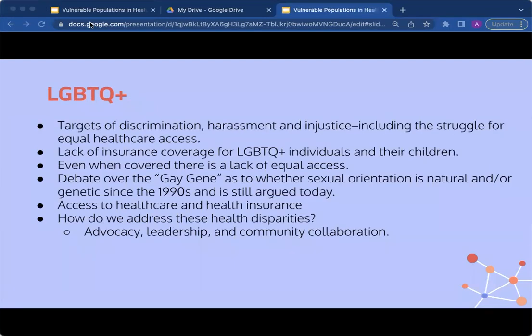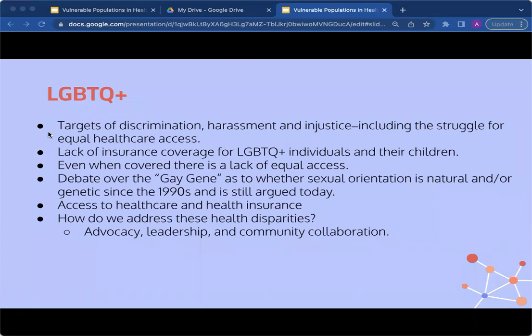The LGBTQ community have historically been targets of discrimination, harassment, and injustice, including a struggle for equal access to healthcare. One of the major issues is a lack of insurance coverage for these populations as well as their children.